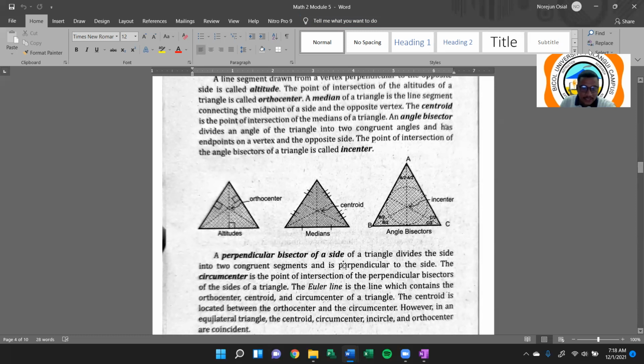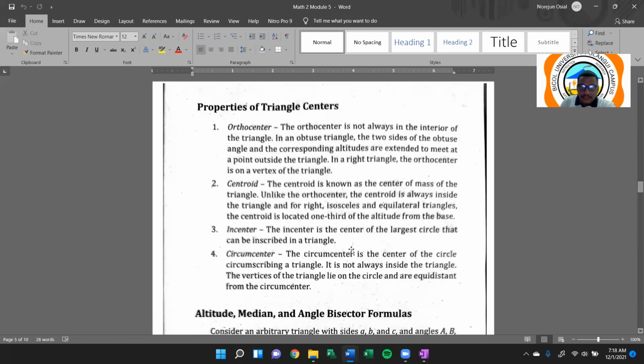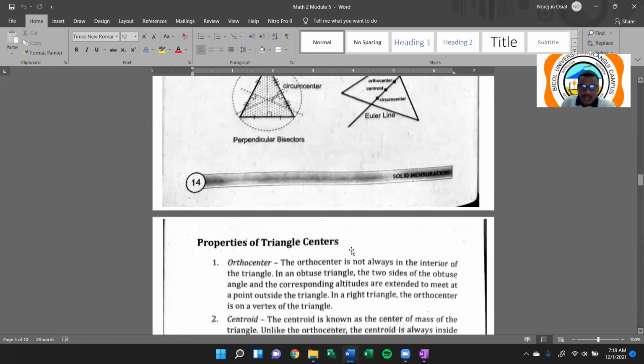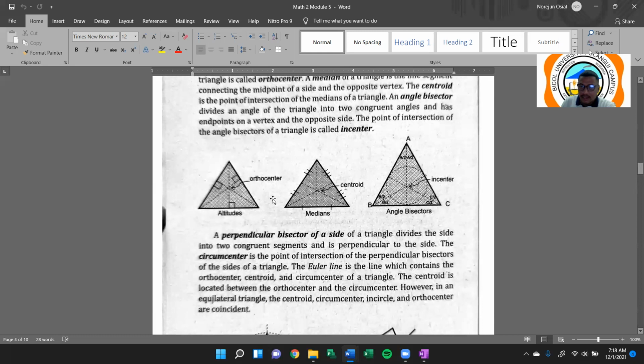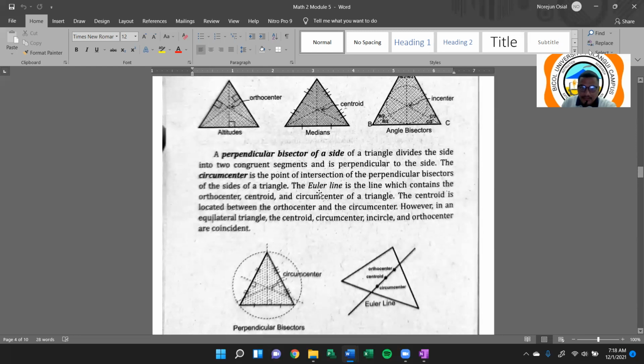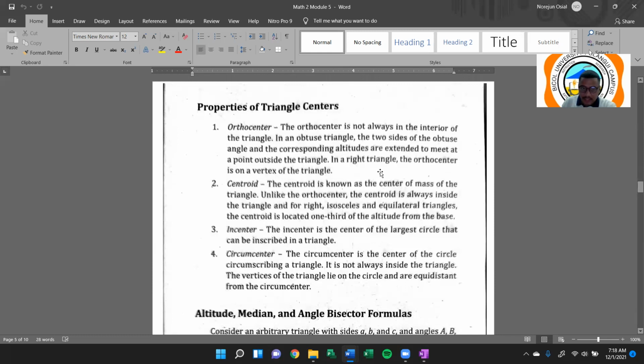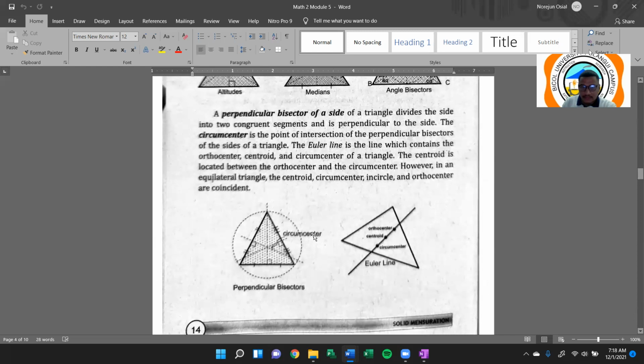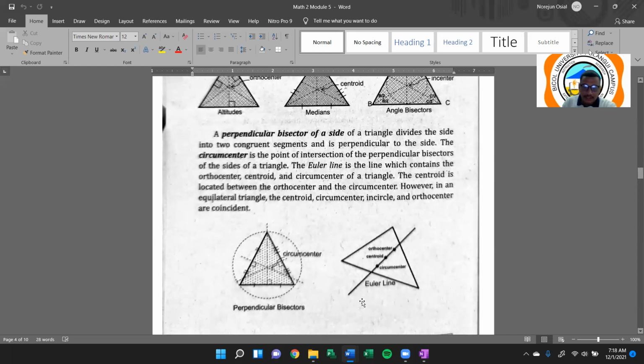Let's first look at the properties of triangle centers. We have four triangle centers: the orthocenter, the centroid, the incenter, and the circumcenter. You can just read the definition of each triangle center. It is important to note the Euler line. The Euler line is the line which contains the orthocenter, the centroid, and the circumcenter of the triangle.